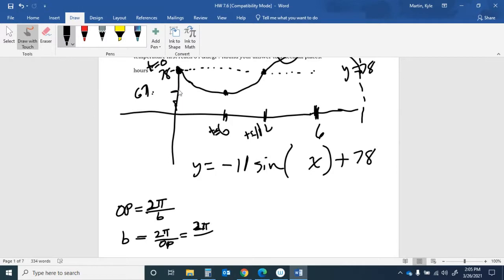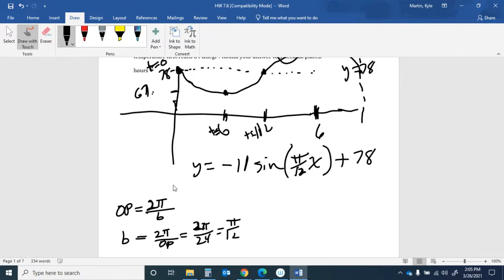Here's hour 0, midnight. Here's lunch, 12 hours later. Here we're back at midnight again, and we've completed our cycle. So it took 24 hours for that to happen. And then simplify that fraction. So b is pi twelfths. Okay. So that's our function.